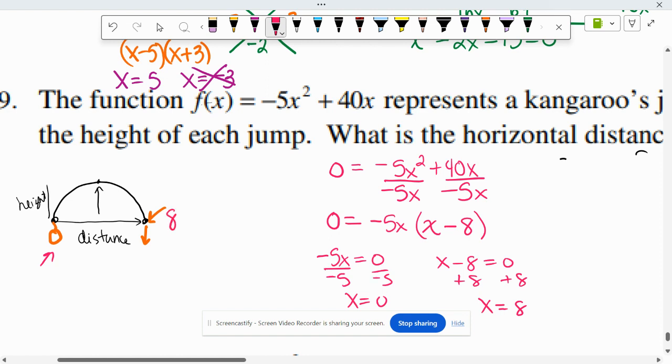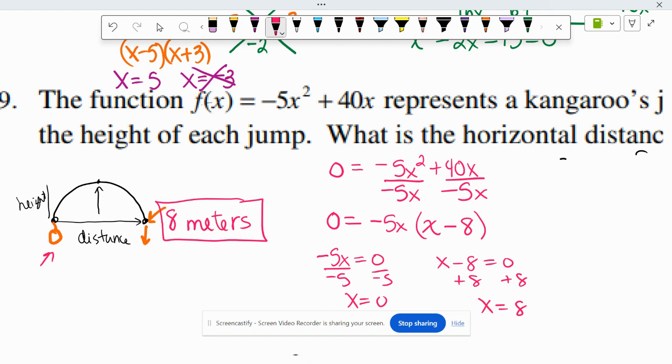So that means it jumped a horizontal distance of 8 meters. It doesn't say it's meters, but negative 4.9 something is the meter, like the gravity pull for meters. So when it says approximate, that's what it means. So we're doing meters.